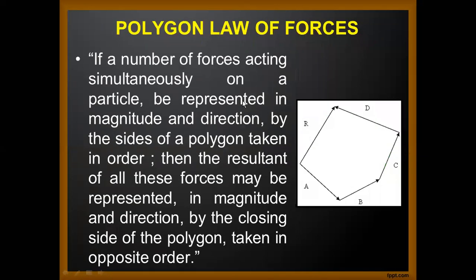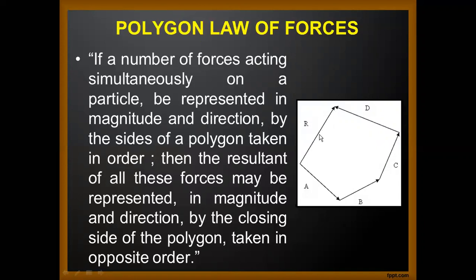Next, what do we mean by the polygon law? Here, rather than two forces, if a number of forces act simultaneously on a particle, they can be represented in magnitude and direction by the different sides of a polygon. Then the resultant of all these forces may be represented in the same magnitude by the closing side of the polygon, but in the opposite direction, the same as the triangle law. Here you see there are four forces acting: A along this direction, B, C and D along these directions. Then I have drawn the closing side of the polygon, which is R, in the opposite direction.